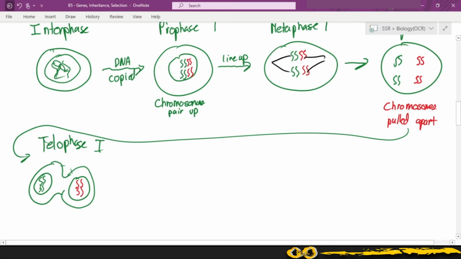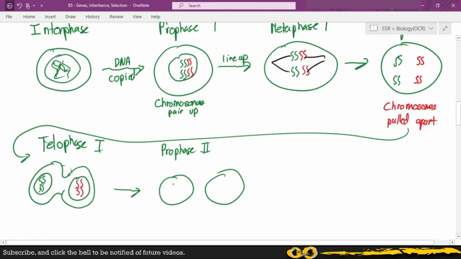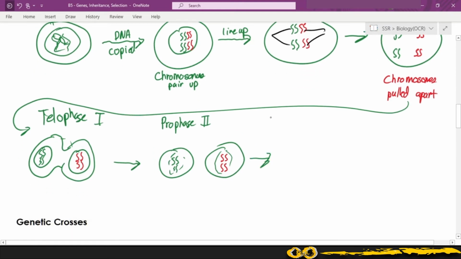From here, we are going to go into prophase 2, where we'll have the DNA lining up again, or coiling up rather, so forming up into its chromosomes. In each of these new cells that we've formed, you've got your DNA forming in the nucleus into its chromosomes. You've got the fact that the nuclear membrane of these cells is going to start to disappear as well as we get ready for metaphase 2.